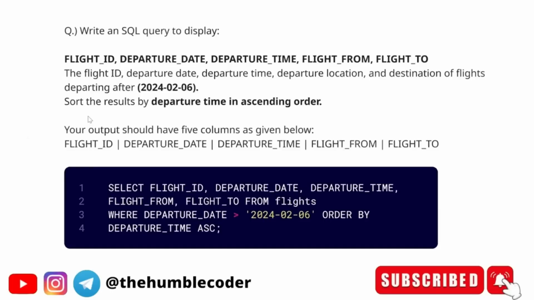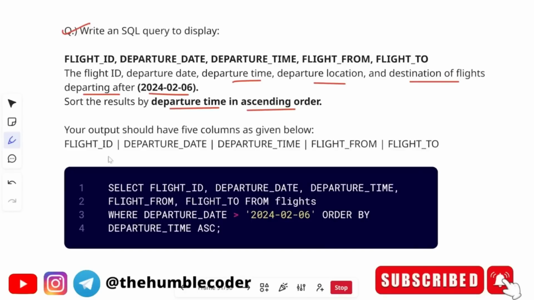Let's look at this question. The question is basically based on SQL query that we need to display. What we need to write the SQL query for is the flight ID, departure date, departure time, departure location, and destination of flights departing after this date. Okay, you have to sort the results by departure time in ascending order. Your output should have 5 columns as given below: flight ID, departure date, departure time, flight from, and flight to. So guys, we have the answer in front of us. Okay, so the answer query is, we have to select flight ID, departure date, departure time, flight from, flight to, from flights, okay, where departure date is greater than this date, and order by departure time ascending.